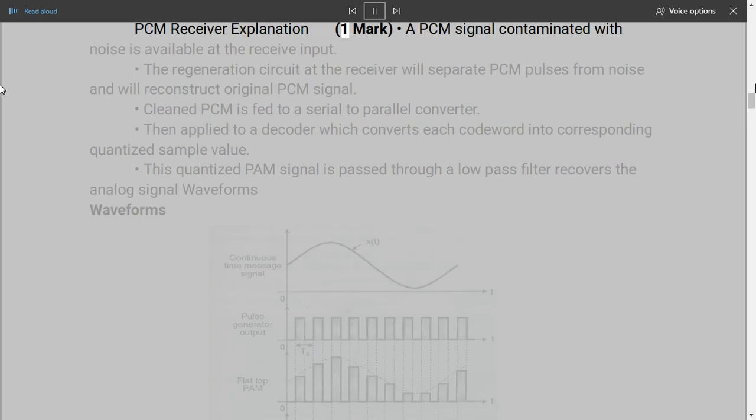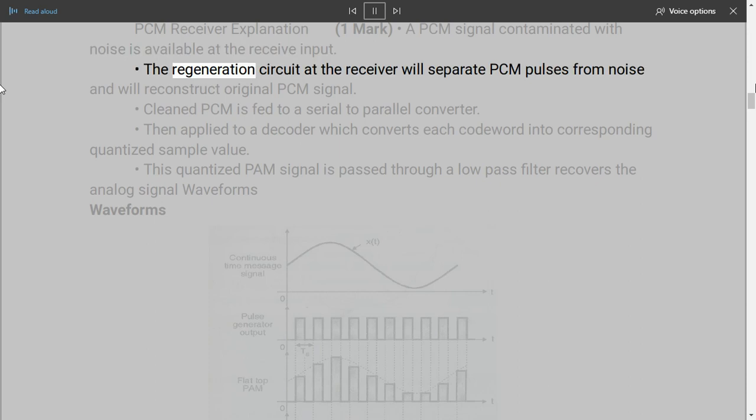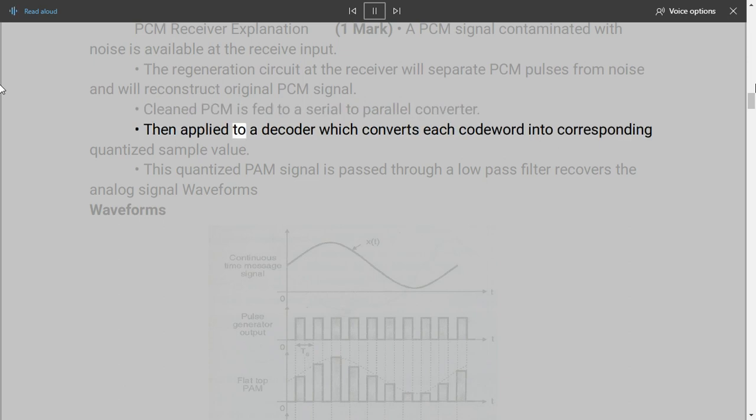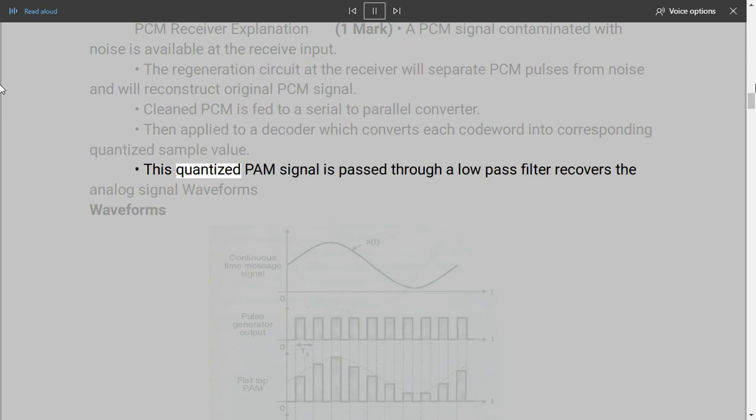A PCM signal contaminated with noise is available at the receiver input. The regeneration circuit at the receiver will separate PCM pulses from noise and will reconstruct the original PCM signal. Cleaned PCM is fed to a serial to parallel converter, then applied to a decoder which converts each codeword into the corresponding quantized sample value. This quantized PAM signal is passed through a low-pass filter, which recovers the analog signal waveform.